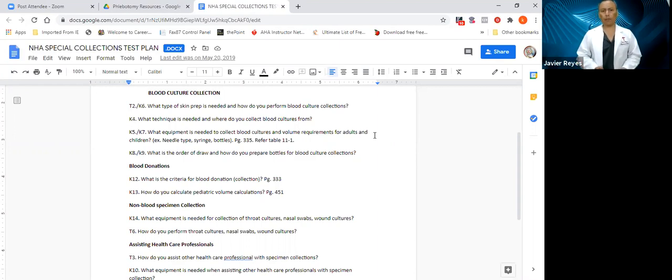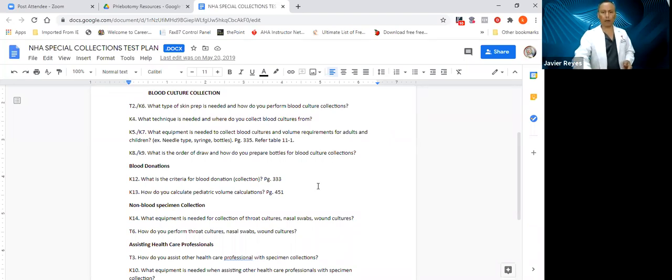How do you collect pediatric volume calculations? On page 451, that's the table that has the math that we did earlier about the calculation. It's 100 mLs times the kilograms. So you have to convert the pounds to kilograms, multiply them, and then times percent, 10%. Never collect more than 10% at one single time. Okay, you will exsanguinate the patient.